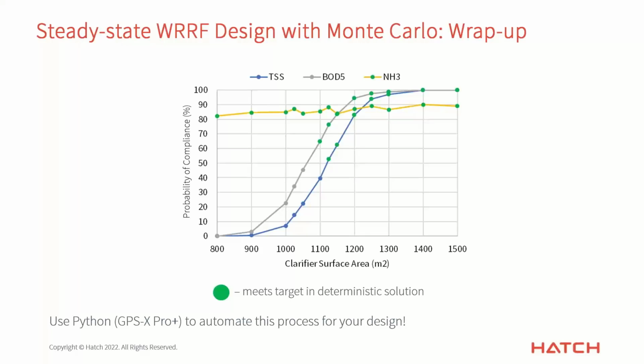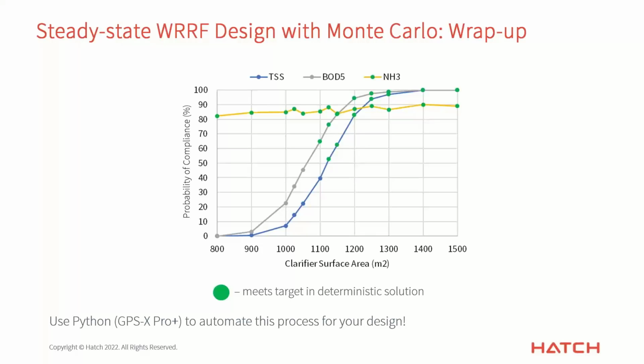All right, so lastly, I just wanted to show this figure that I thought was pretty cool from a similar design to the one I showed you in the example. So to make this figure, I ran a bunch of Monte Carlo simulations at different secondary clarifier surface areas. So each dot on the figure here basically represents one of those Monte Carlo simulations. And the green dots actually represent the surface areas where that particular target was met for the deterministic solution.